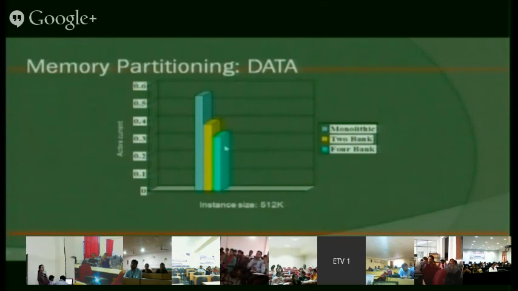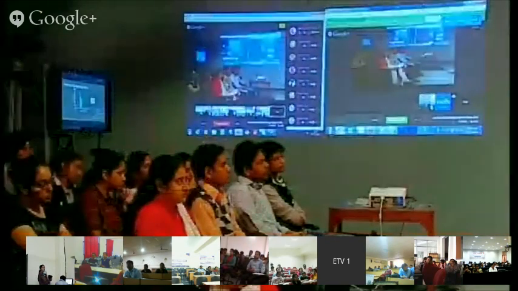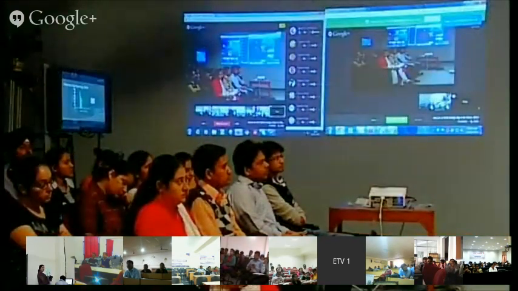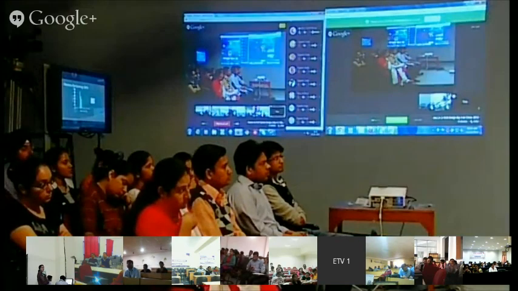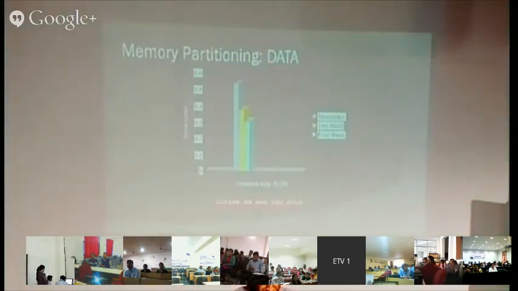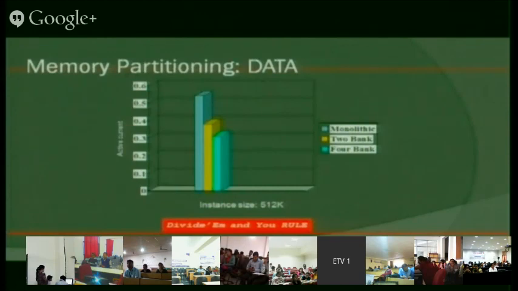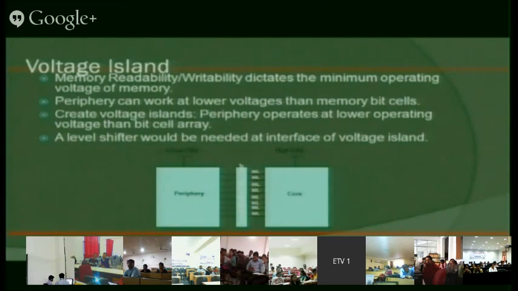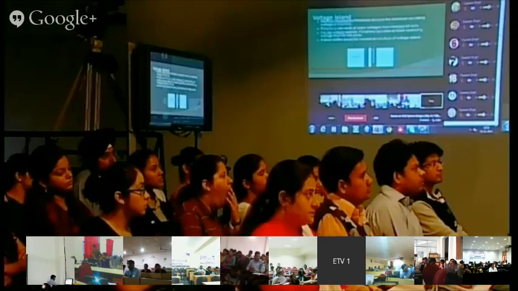Why is it happening this way? Because there is some extra logic coming when you are splitting, when you are dividing, and that extra logic also consumes power, so that is getting offset. So you have to decide what is the optimum solution for this. The moral of the story is divide and rule: you divide the memory and then rule the memory. This way you can design the memory. Nowadays, very huge memories in GBs are available, so they are doing proper partitioning of the memory to conserve power.